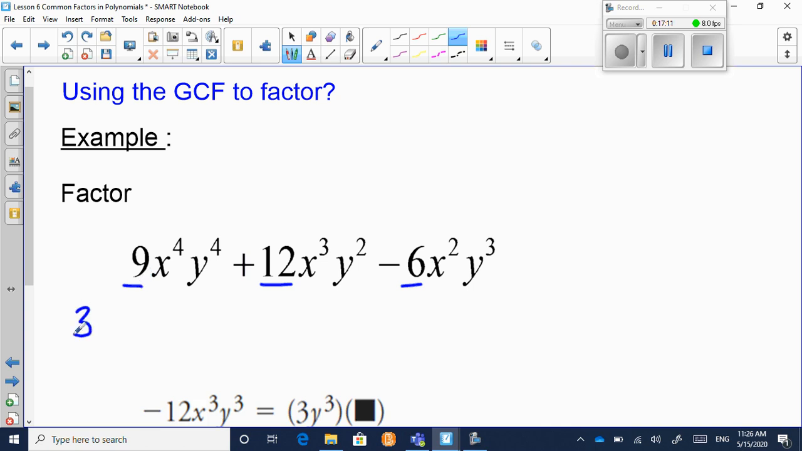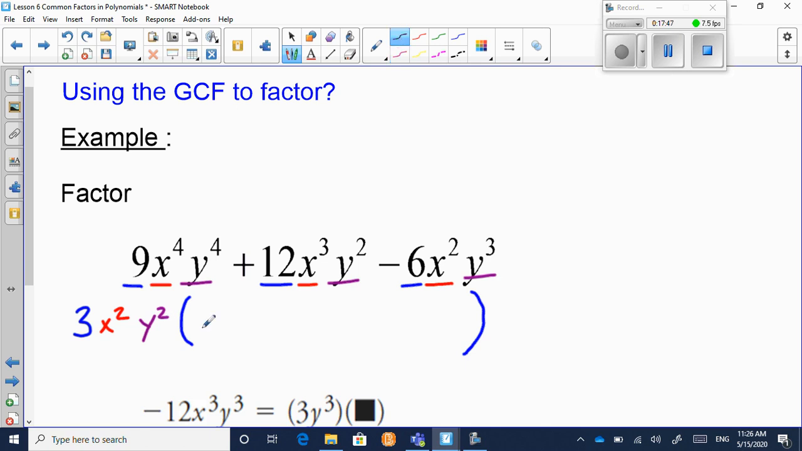I've pulled my number out, and look where I'm going. Now let's work on the variables. I've got x to the 4th, x cubed, and x squared. Well, it's always the lowest one, so x squared can come out of each of them. And then look at the y's: we've got y to the 4th, y squared, and y cubed. So y squared is the smallest one. There you go, that's the greatest common factor of those 3 terms.